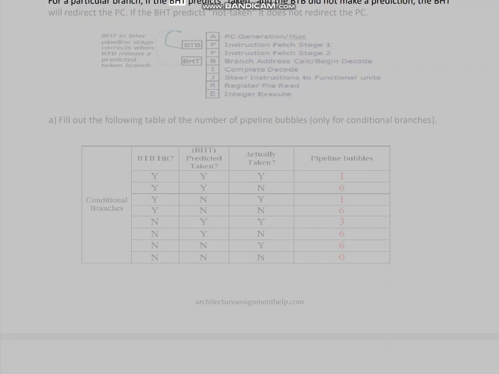For a particular branch, if the BHT predicts taken and the BTB did not make a prediction, the BHT will redirect the PC. If the BHT predicts not taken, it does not redirect the PC. A. Fill out the following table of the number of pipeline bubbles, only for conditional branches.